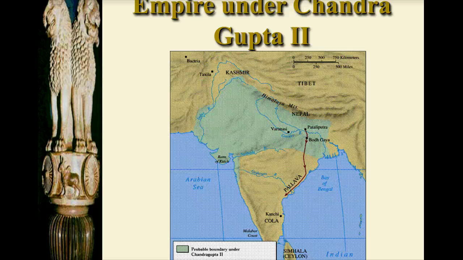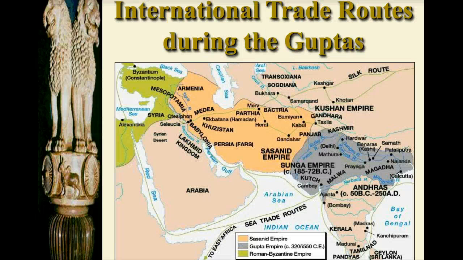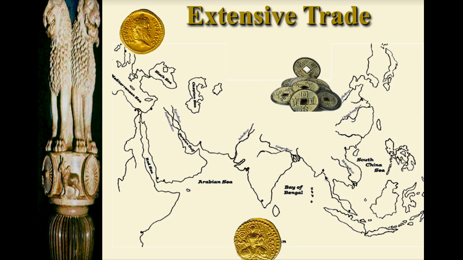Okay, so Chandragupta expands the empire further into northern India, and international trade becomes a really big thing through this empire. You can see what's left of the Roman Empire, the Byzantine Empire over here, which we'll get to in a few weeks. The Sassanid Empire here, which we're not really going to cover. And then we have the Gupta Empire. So we have a very, very extensive trade network here.